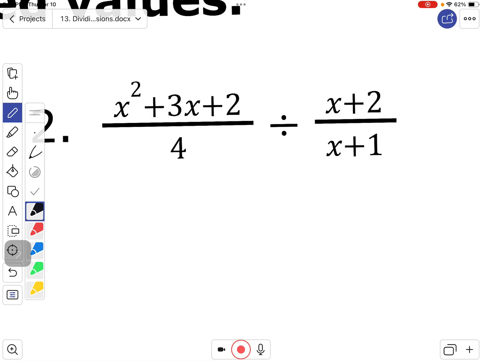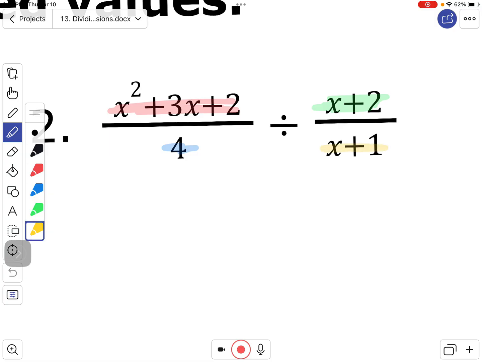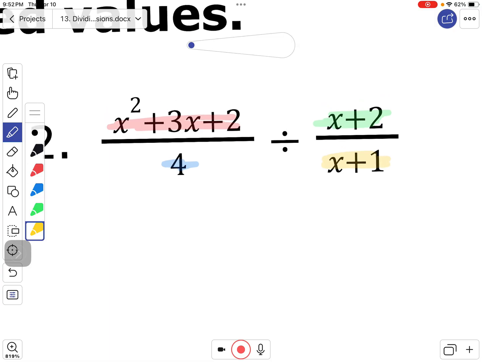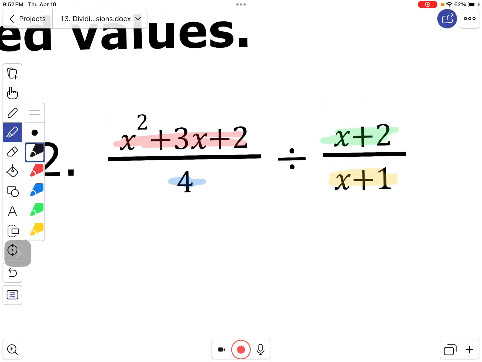If you have a squared value, then you're going to have to factor it. So when I'm looking at this first one, that one has a squared value, so I know I have to factor that one. And when I look at this, that's just a 4. I don't have to do anything with that. X plus 2, there's not a greatest common factor, and I don't have to factor it. And same with this one, x plus 1. I don't have to factor it because it doesn't have the squared, and it doesn't have a greatest common factor. So I'm going to go ahead and factor this top one.